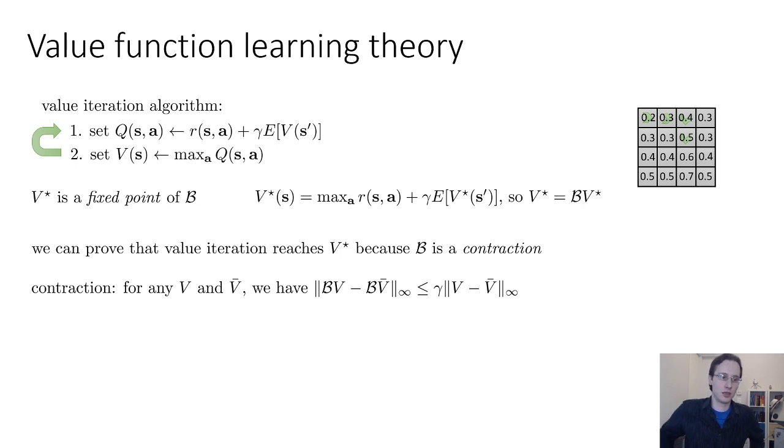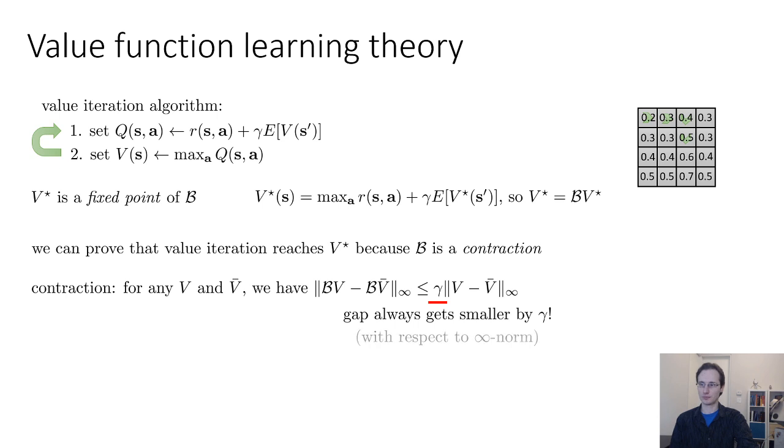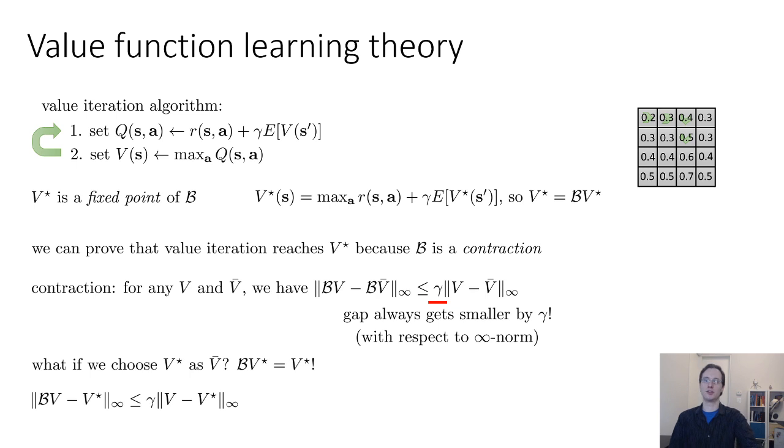Now, the proof that B is a contraction is not actually all that complicated. I just don't want to go through it on this slide, but you can look it up as a standard textbook result. But just to very briefly explain why showing that it's a contraction implies that value iteration converges, if you choose V star as your V bar, you know that V star is a fixed point of B. So if you substitute in V star for V bar, then you get the equation that the norm of BV minus V star is less than or equal to gamma times the norm of V minus V star, which means that each time you apply B to V, you get closer to V star.